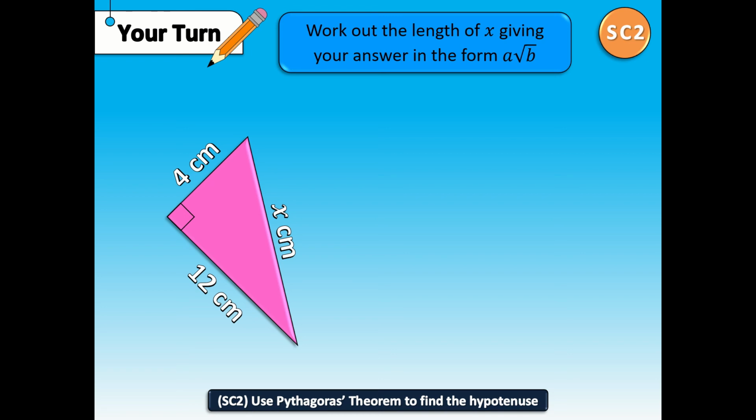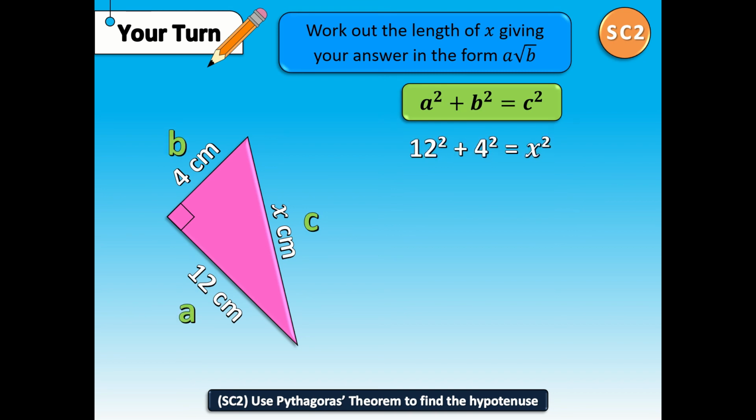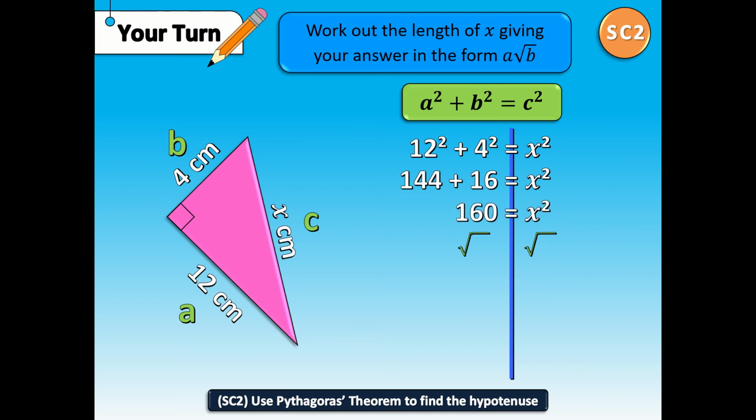So for this question, again, label up your sides. So that side needs to be C, and it doesn't matter which one's A and B. So 12 squared plus 4 squared equals x squared. 12 squared is 144, and 4 squared is 16. So when we add those together, we get 160. So we need to square root 160.